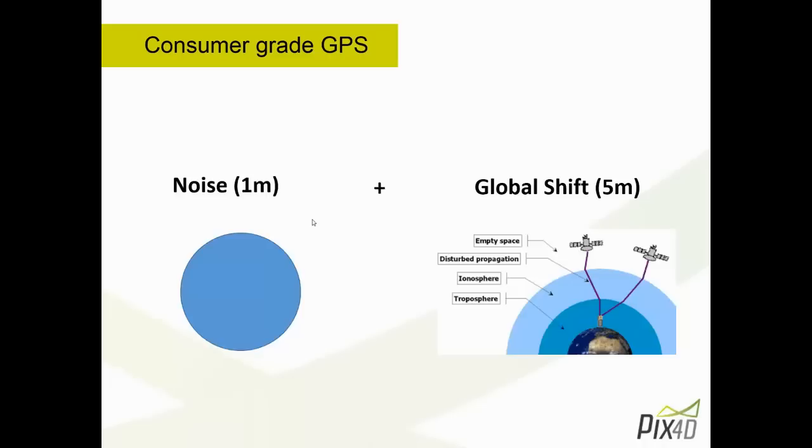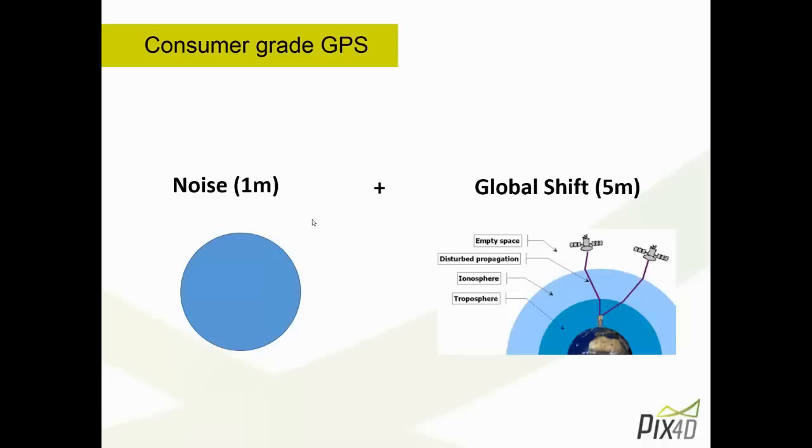It's going to have a consumer grade GPS. A consumer grade GPS has two types of noise. It has inaccuracy of around 1 meter, which the software has not too much trouble compensating for, because we can model and incorporate this noise to make a very good measurement from that. But the most problematic is that there is a global shift of around 5 meters.